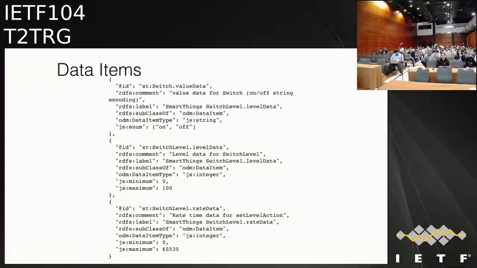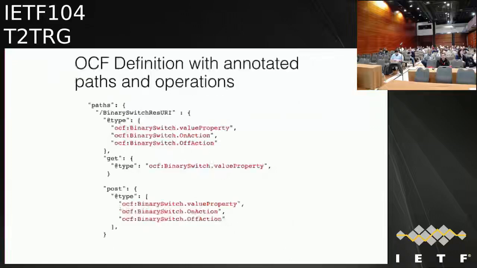So the data items that we're using here are value data, that's the on-off, the level data, which is an integer from 0 to 100, and rate data, which is an integer from 0 to 65,535. So now the application knows what it can do. It knows sort of what the data items are needed, and it knows how to form those data items. And this is all the definition that we're doing at this level. The next level, we're taking these terms like switch value data and level data and putting them to a protocol binding. So next page, please.